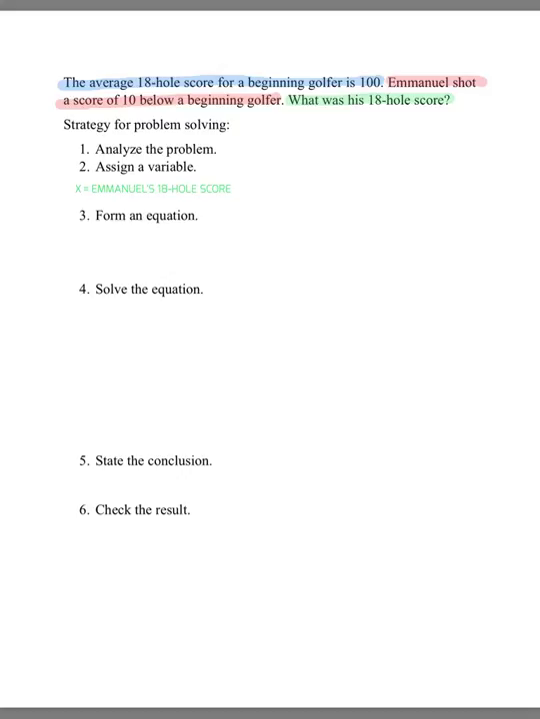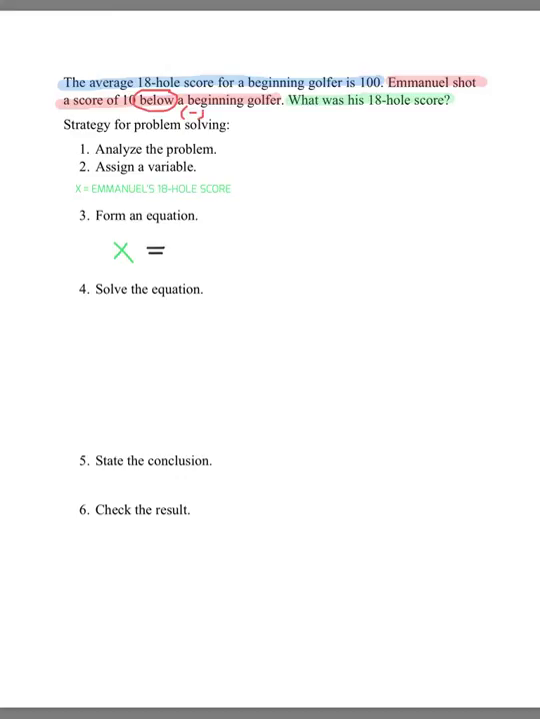So x equals Emmanuel's 18-hole score. So we'll start off with that. And now we know that his score is 10 below the beginning golfer. In this case, the keyword being below. So below is an indicator of subtraction.